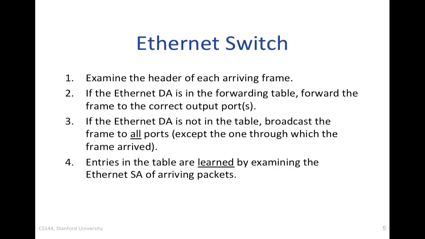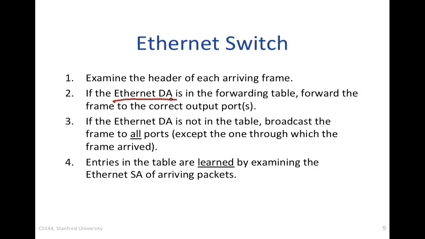More specifically, one very common type of packet switch is an Ethernet switch. These are the 4 basic operations that an Ethernet switch must perform. So an Ethernet switch is an example of a packet switch. It's just a very specific one that's dealing with Ethernet frames. So the first thing it does is it examines the header of each arriving frame. If the Ethernet destination address, and these are 48-bit addresses with Ethernet, is found in the forwarding table, it's going to forward the frame to the correct outgoing port, or maybe a selection of ports if it's a multicast packet.